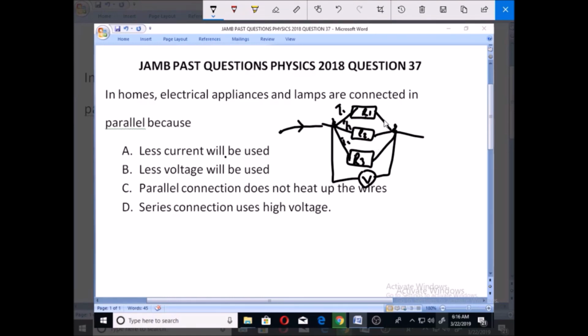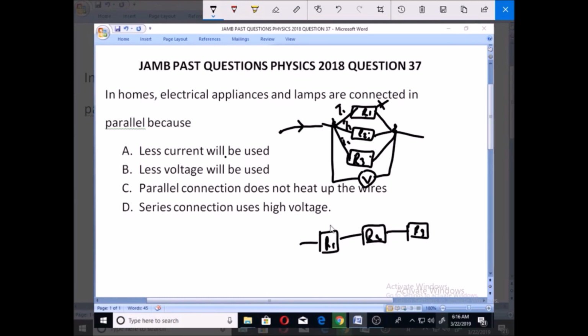Now, if one device is not working, like in this arrangement, if this device is bad, these other ones will continue to work. That's why parallel connection is very okay. Unlike if you have a series connection, this is called a series connection with the different loads.